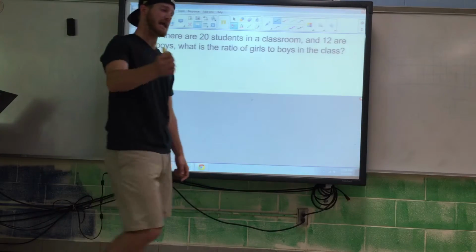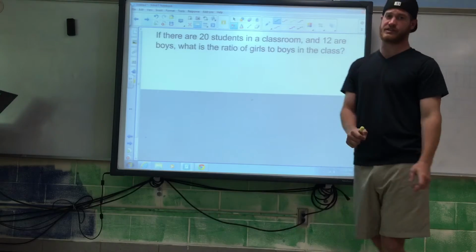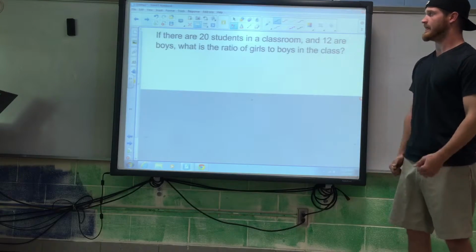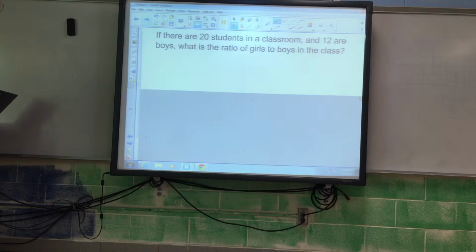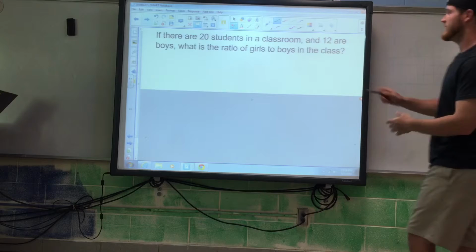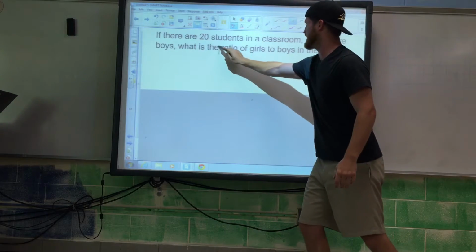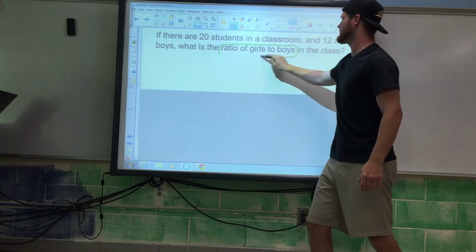Okay, now this is the same type of problem, but it's not given to you in a chart. It's given to you in a word problem. It says, if there are 20 students in the classroom and 12 are boys, what is the ratio of girls to boys in the class? This is what we're trying to get in the end. What is the ratio of girls to boys?